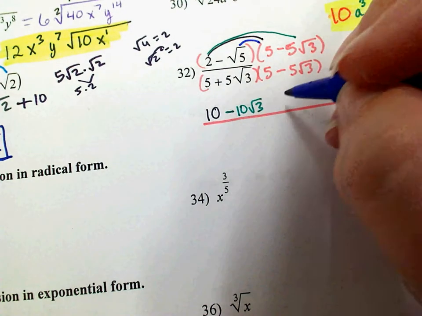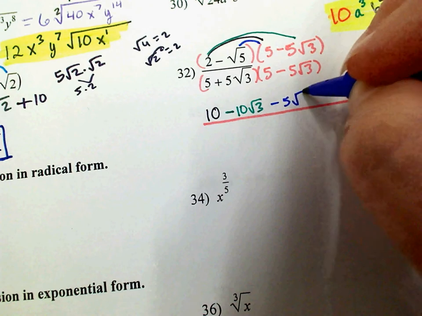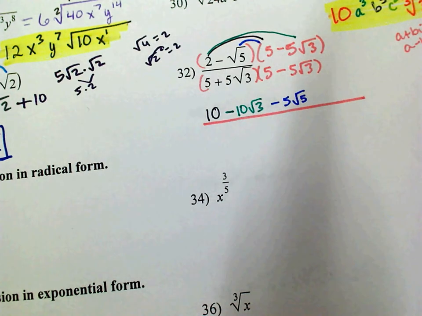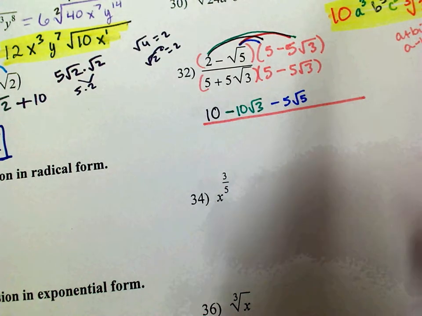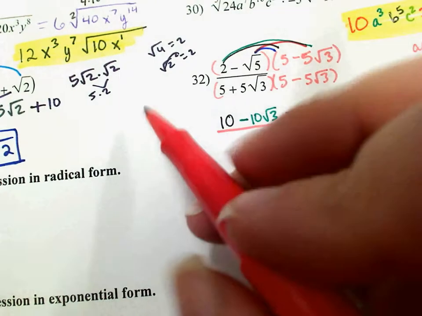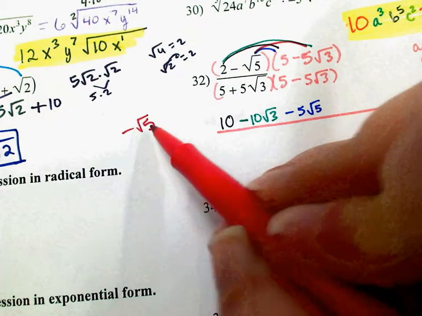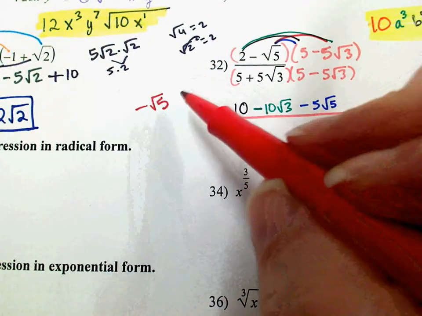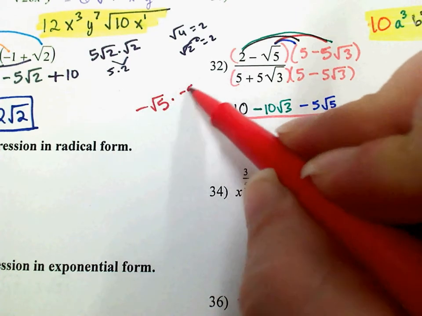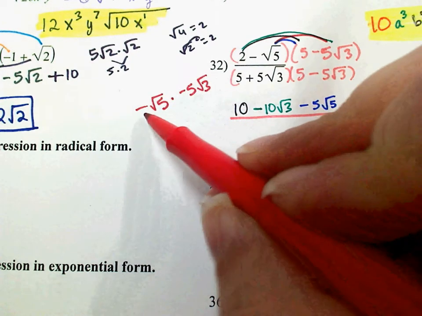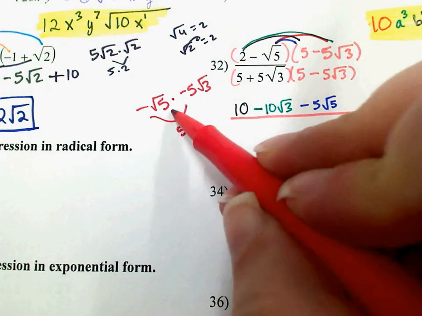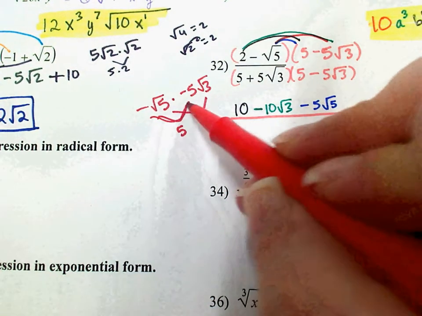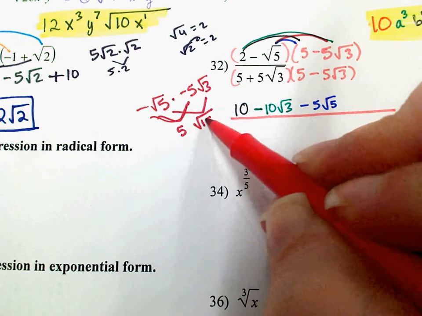Negative 5 root 5, and negative square root of 5 times 5 square roots of 3. So negative square root of 5 times negative 5 square roots of 3. What's a negative times a negative 5? Positive 5. What's the square root of 5 times the square root of 3? Square root of 15. So it's just plus 5 root 15.